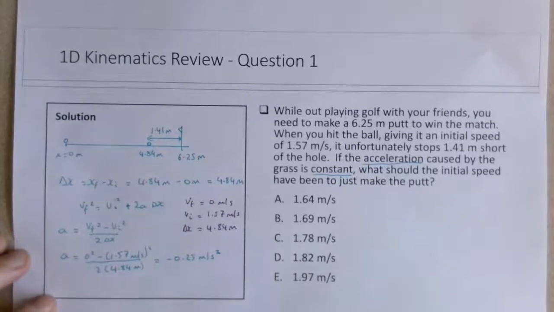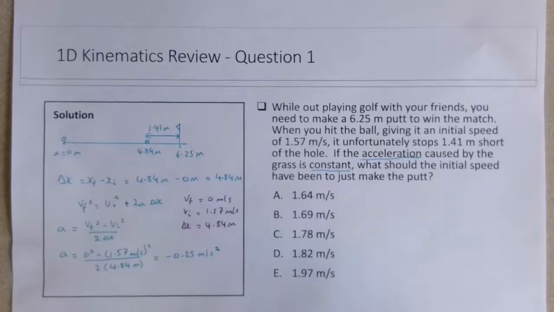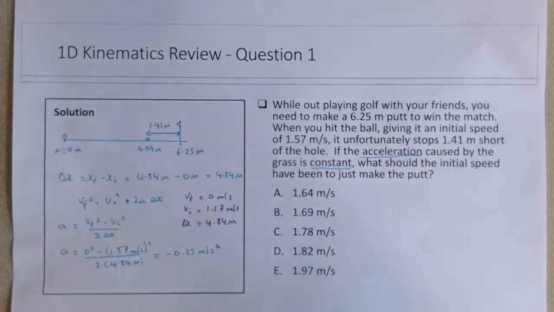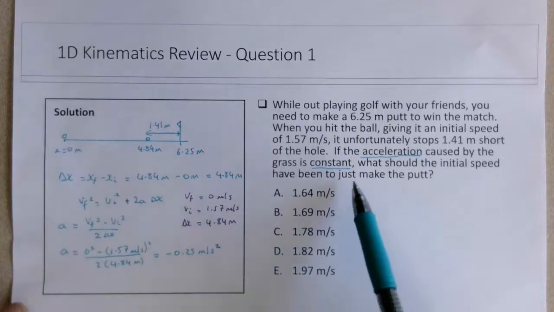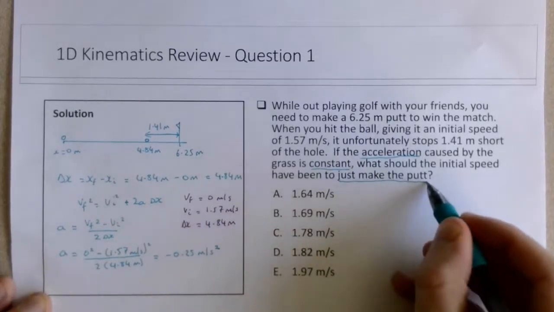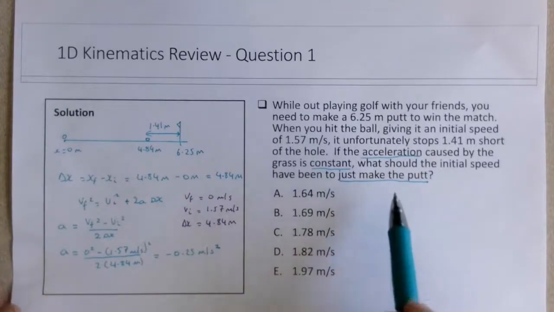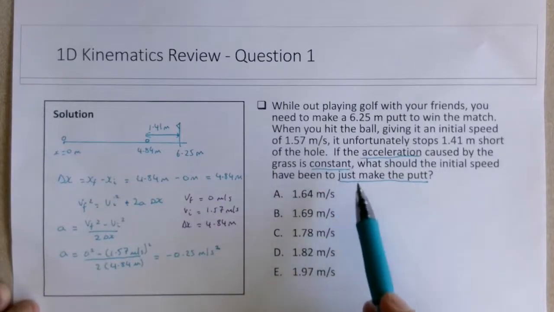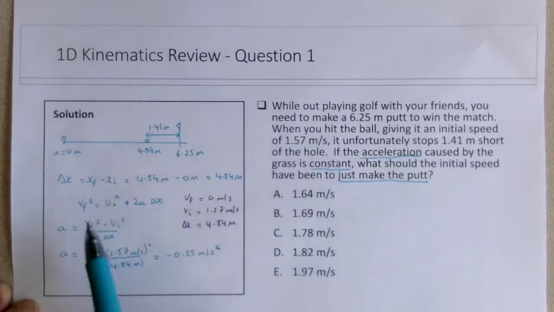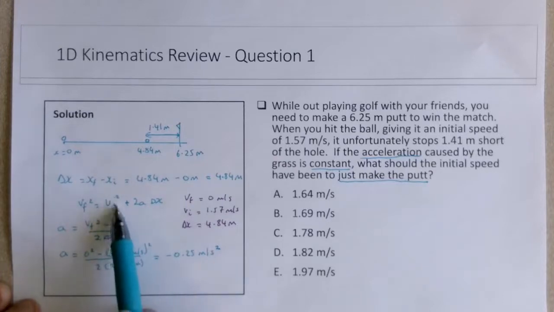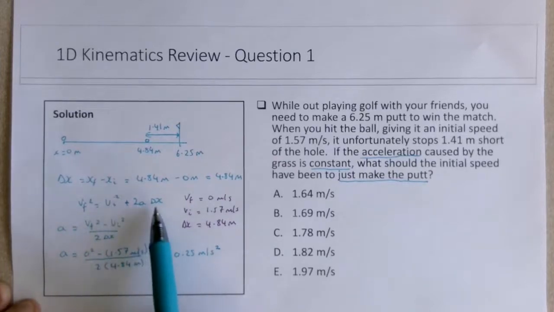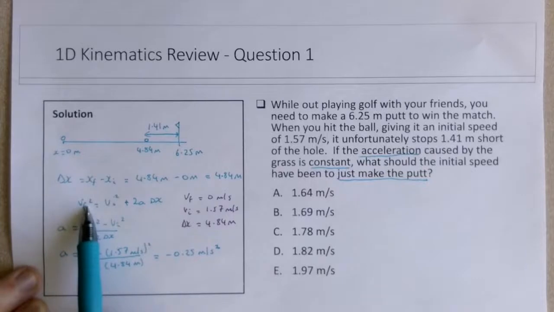So now that we know the acceleration, it will be possible to solve for the initial speed of the putt in order to go 6.25 meters with an acceleration of this amount. And again, to just make the putt, that means the final velocity is essentially 0. So the ball just comes to rest at the hole, so it just falls in. I'm going to assume that the final speed is again 0. So in this expression, for the second part of the problem, I'm going to solve for v i, knowing what a is and knowing what delta x is. It's going to be 6.25, assuming the final speed is 0.